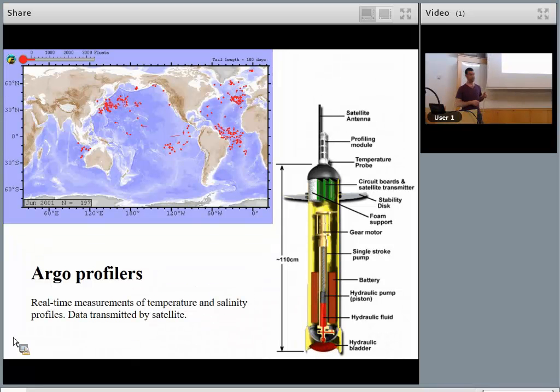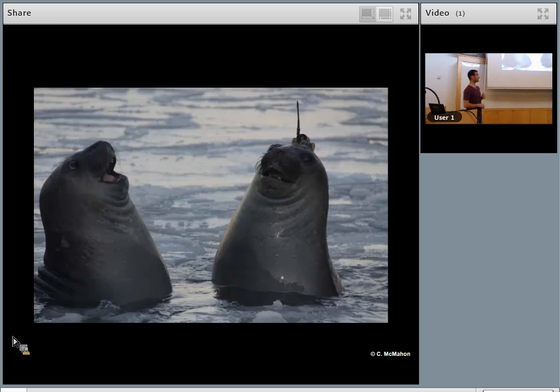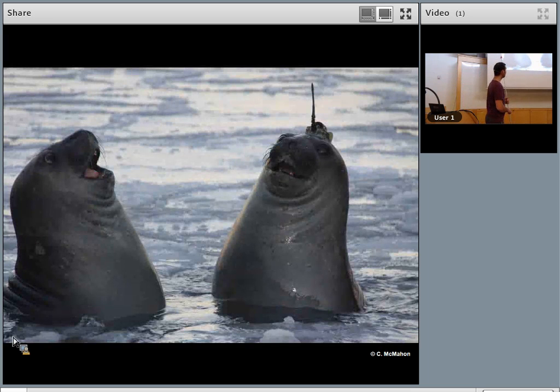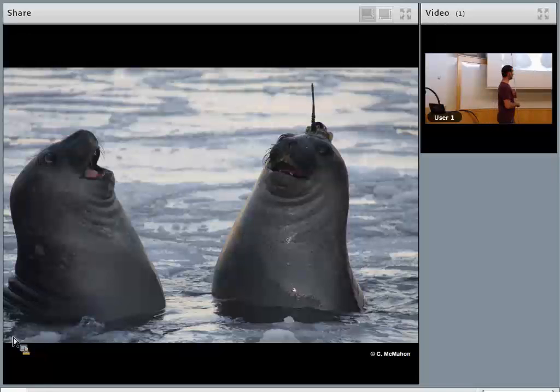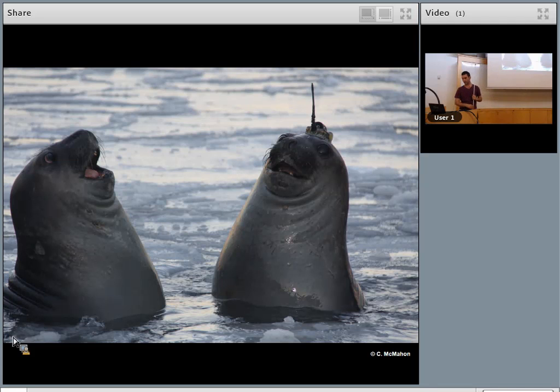But now an issue with Argo Profilers is that actually in the Southern Ocean, especially the southernmost part of it, the Argo Profilers are failing due to the presence of sea ice, especially. Where the elephant seal sees one of them with a tag. You can see some forming sea ice around it. And so why would we disturb these nice animals?